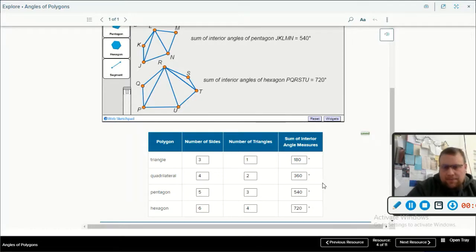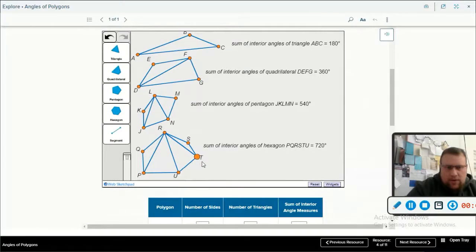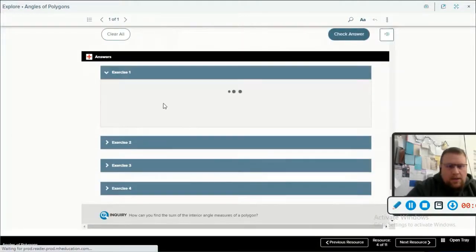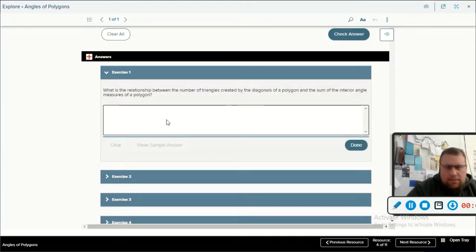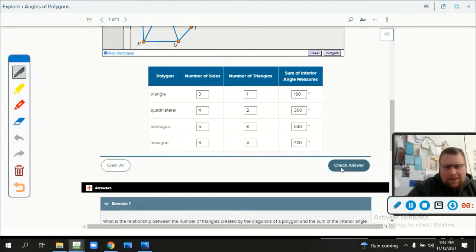Again, I can drag any of these figures around. You'll notice that the sum doesn't change because that's just what it is. Exercise 1 asks: what is the relationship between the number of triangles created by the diagonals of a polygon and the sum of the interior angle measures? Is there a relationship between these? Well, one triangle is 180 degrees, 2 is 360. But let's think about this.